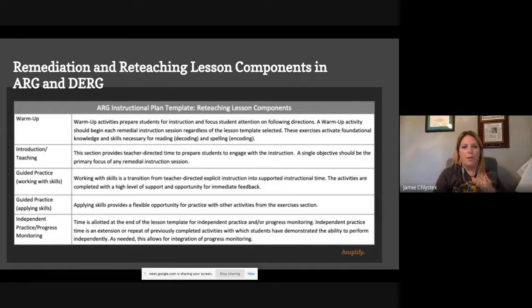There's always a warm-up. There's always an opportunity for teachers to introduce and then do some explicit teaching. There's guided practice that is directly connected to skills. And then there's guided practice that is directly related to students connecting or applying those skills. So the guided practice is teacher-facing. It's sort of like I do, you do. And then at the end, there's some independent practice and progress monitoring. So when we're looking at the basis of an assessment or remediation guide lesson, if teachers are starting from the very beginning to the very end, it can look like this.